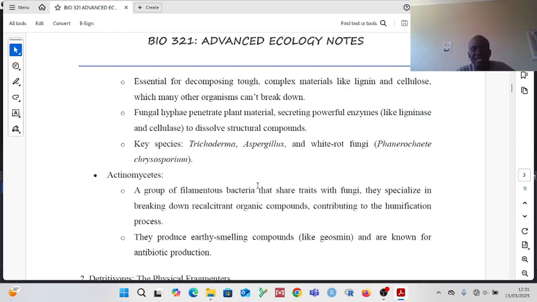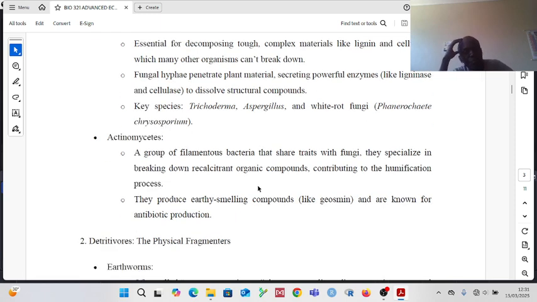Okay. We have the actinomycetes. These are a group of filamentous bacteria which help in breaking down more recalcitrant organic compounds. These are things that are a bit tough. They are recalcitrant because they are a bit tough. So the actinomycetes come and target these ones. They specialize in breaking down these tough ones. In a way, the actinomycetes are a key component of the humification process.